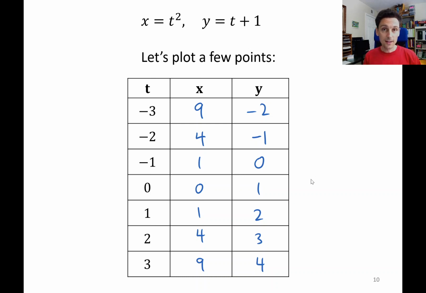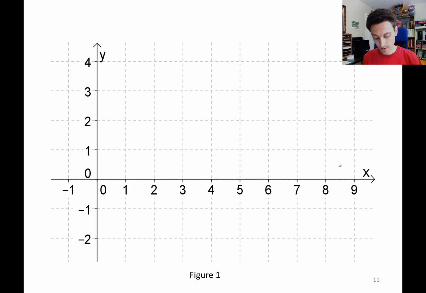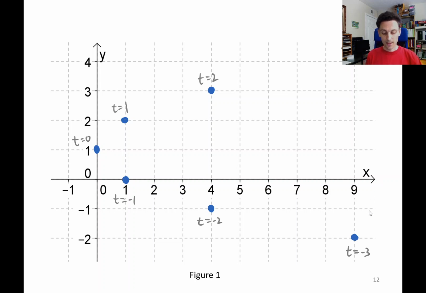Then you could take these xy pairs and plot them on a coordinate system. So here's a coordinate system in figure 1. Let's take those xy pairs that we got for those various t values and put them up on the coordinate system. So here at 9, -2, that was the t equals -3 point. Here at 4, -1, this is the t equals -2 point, and so on.